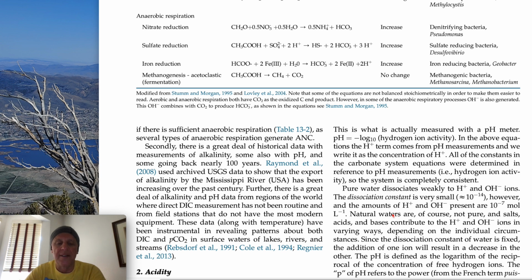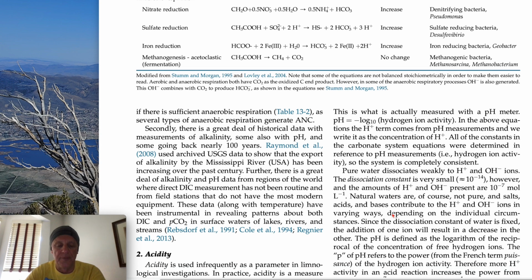Further, there is a great deal of alkalinity and pH data from regions of the world where direct DIC measurement has not been routine, and from field stations that do not have the most modern equipment. These data, along with temperature, have been instrumental in revealing patterns about both DIC and partial pressure of carbon dioxide in surface waters of lakes, rivers, and streams.